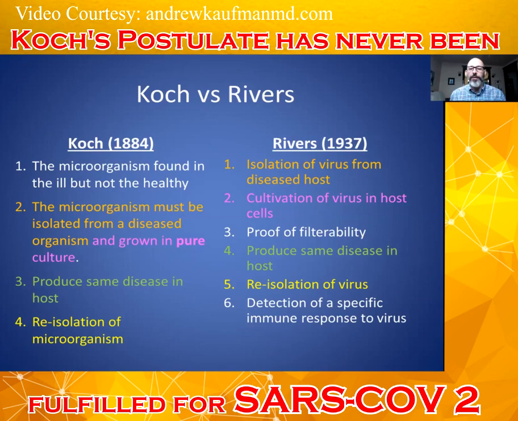Then the fifth criterion is re-isolation of the virus. So that's from the person that you produced the disease in. You can once again isolate that particle or agent from that person. And then finally, the detection of a specific immune response to the virus. And this is much more difficult to prove because of the specificity issue, but I'm not going to really cover that very much during this talk, because it is, in my opinion, the least important of the criteria.